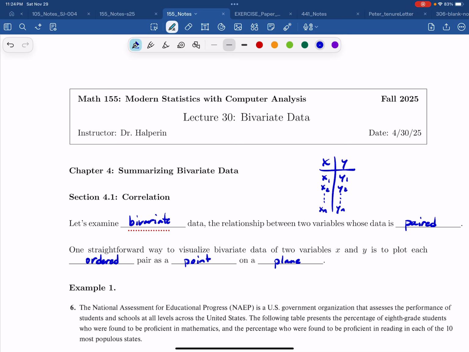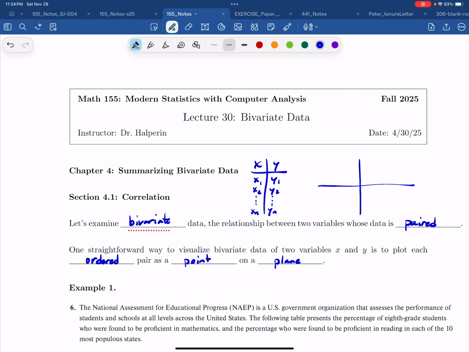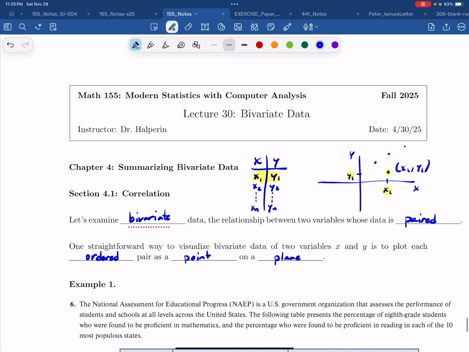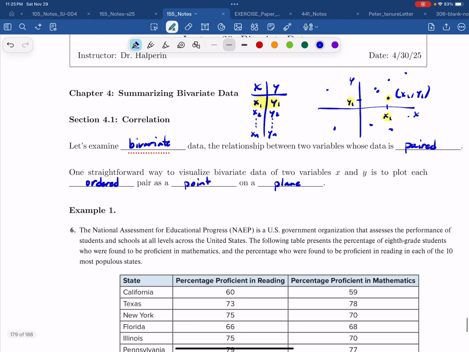If we have our axes, this is our x-axis, our y-axis. If maybe this is the value of x1, maybe that's the value of y1, there's our point. That pair corresponds to that point. And we typically write that pair as parentheses x1 comma y1. The same is true for all the other points. They might be somewhere on this plane, who knows?